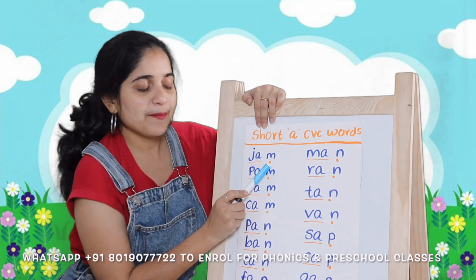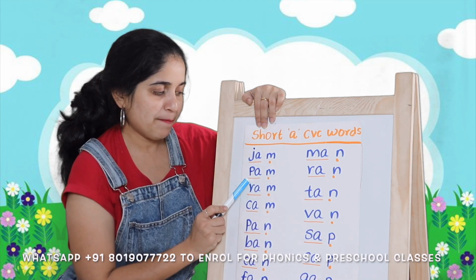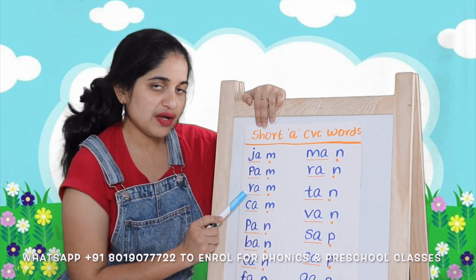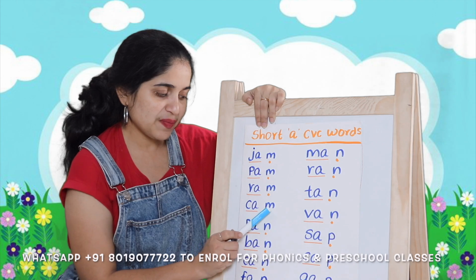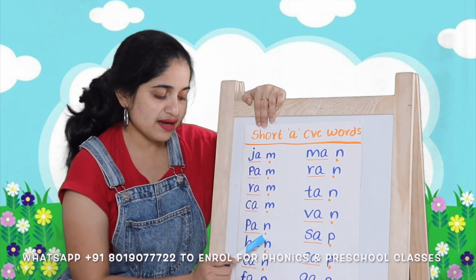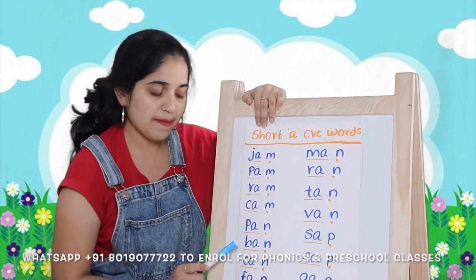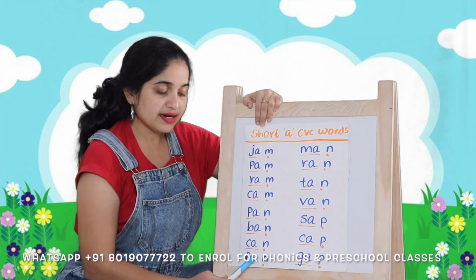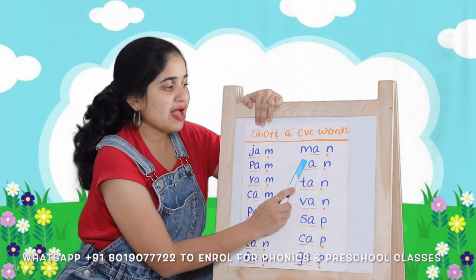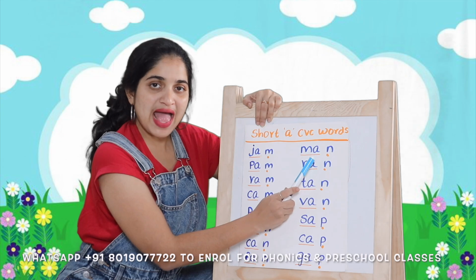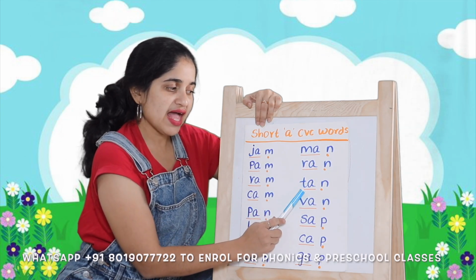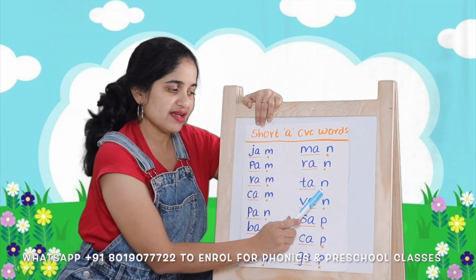Okay? Ja, jam. Pa, pam. Ra, ram. Ca, cam. Pa, pan. Ba, ban. Ca, can. Fa, fan. Ma, man. Ra, ran. Ta, tan. Va, van.